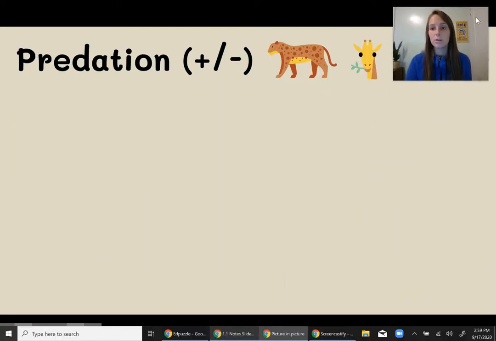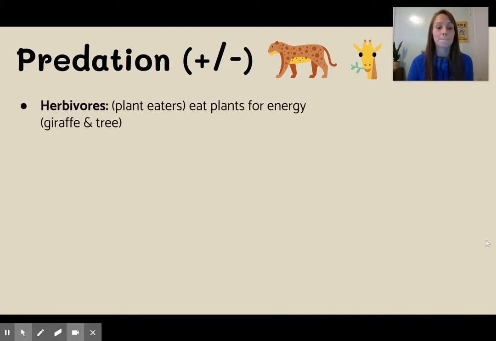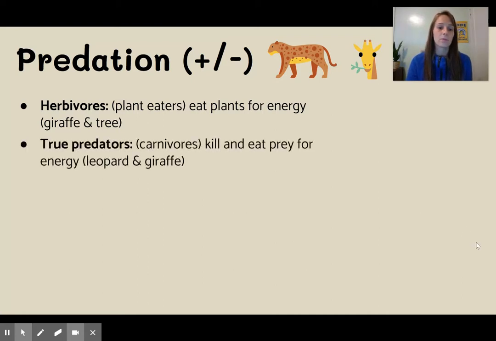So the first one we're going to look a little bit more in depth on is predation, because there are different types of predation. One of these would be herbivores, which are plant eaters. And this is going to be where the species eats the plant for energy. An example would be a giraffe eating a tree. Now, the next type is going to be true predators, like carnivores. These ones kill and they eat prey for energy. So an example would be a leopard, then going and eating that giraffe. The leopard is the true predator. It is the carnivore. It ate that giraffe.